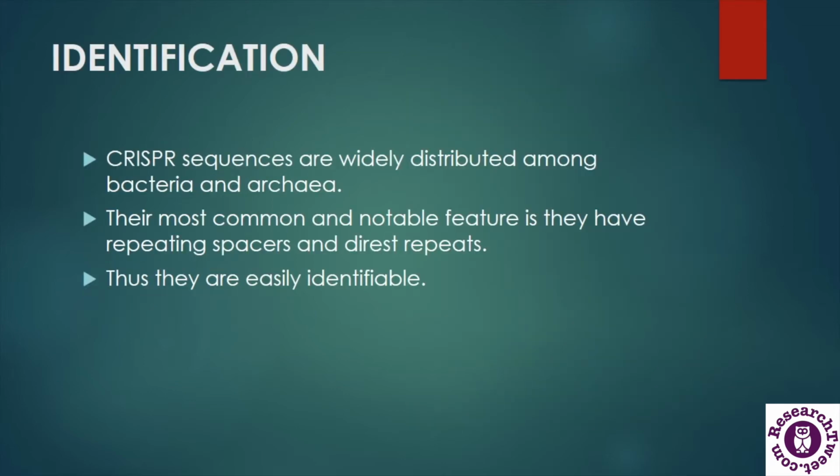Now the question arises: how can the CRISPR sequences be identified in the bacterial genome? They are widely distributed among bacteria and archaebacteria, as we have seen in the data in our previous slide, that they are found in 50% of bacterial genomes. As we have discussed, CRISPRs are palindromic repeated sequences. Their most common and notable feature is that they have repeating spacers and direct repeats, and that's why they can be easily identified by several methods. Thus they are easily identifiable sequences.